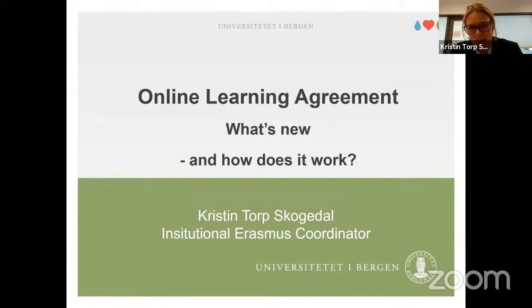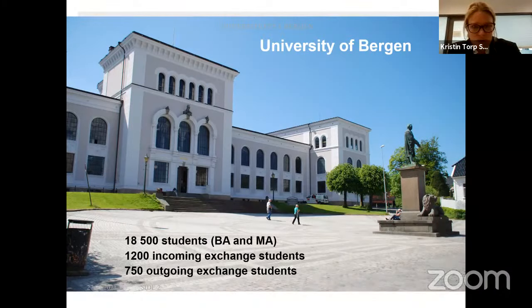So let me just start by showing you some figures and a nice picture of a university. We are a mid-sized university, which could be of importance depending on how you deal with new tools and how you decide to move on in the process. We have used the online learning agreement for our students, both incomings, but mainly outgoings, since 2018, I think. We implemented it first for the outgoing students and then shortly after for the incoming students.